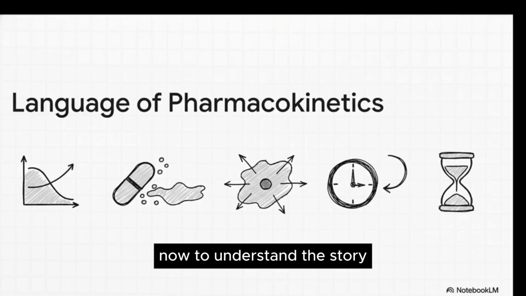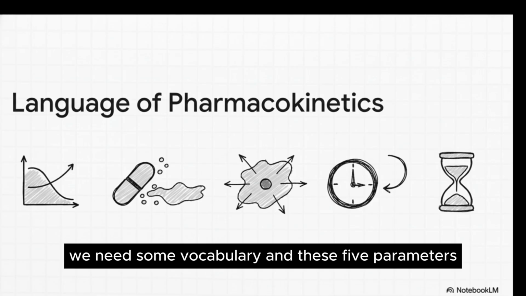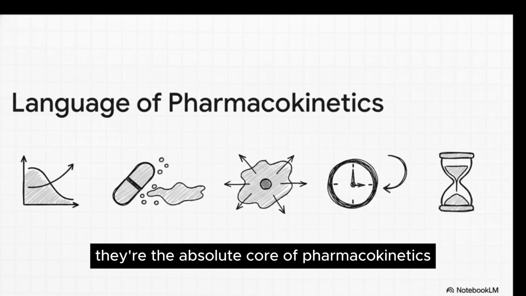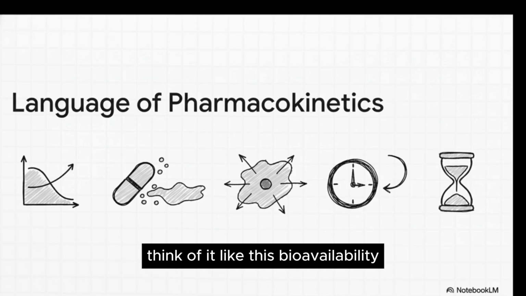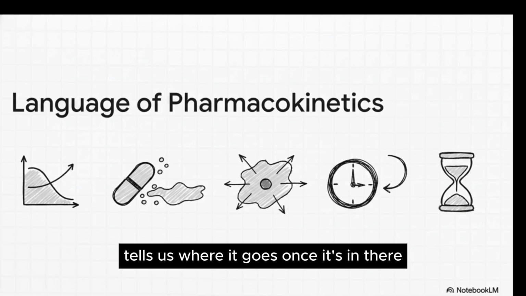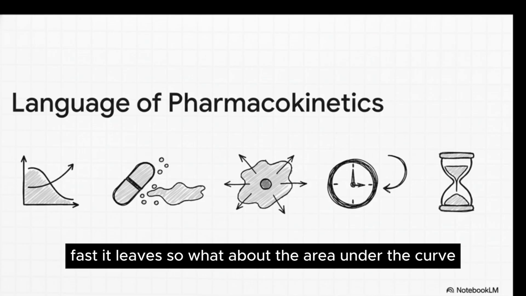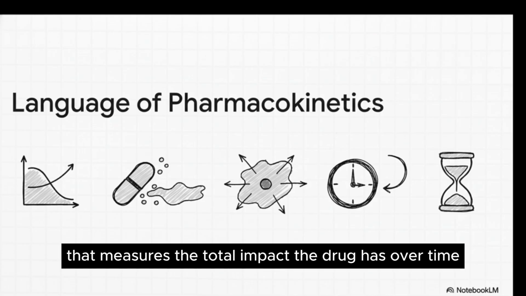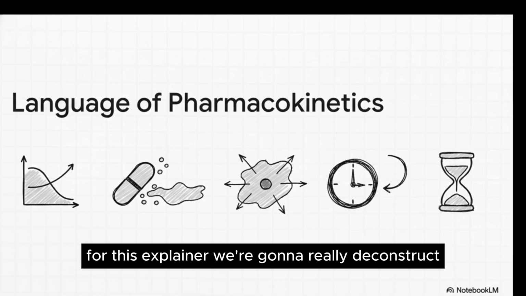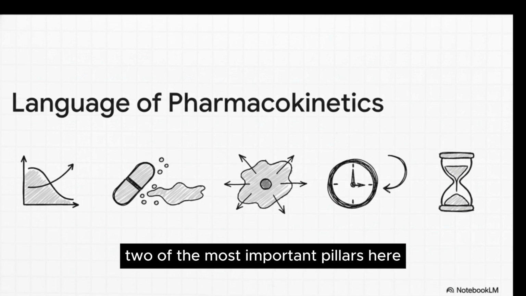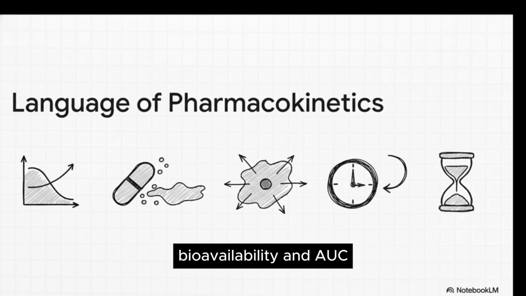Now, to understand the story, we need some vocabulary. And these 5 parameters, they're the absolute core of pharmacokinetics. Think of it like this. Bioavailability tells us how much of the drug actually gets into the system, volume of distribution tells us where it goes once it's in there, and the elimination rate and half-life tell us how fast it leaves. So what about the area under the curve? Well, that measures the total impact the drug has over time. For this explainer, we're going to really deconstruct 2 of the most important pillars here, bioavailability and AUC.